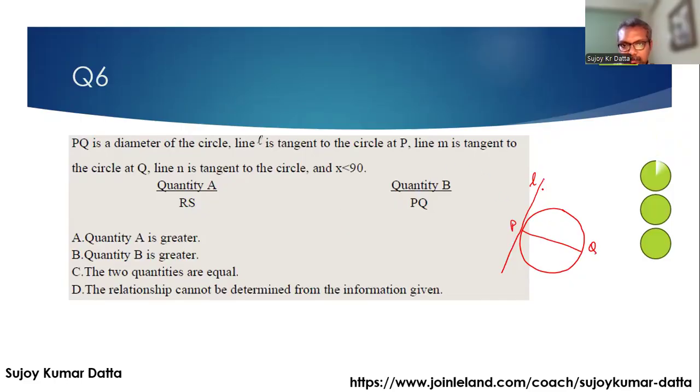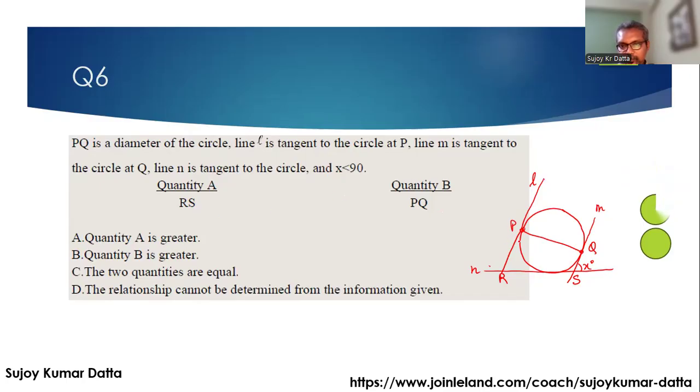So L is the tangent to the circle at P. M is tangent to the circle at Q. This is M. And N is the tangent to the circle. So N is somewhere here. In the main question, N was somewhere here. And X was this angle, X degrees. They have mentioned that X is less than 90 as it's shown here. Okay. And as far as I remember, this was R, this was S. This was RS. So the question was, you have to compare RS and PQ.